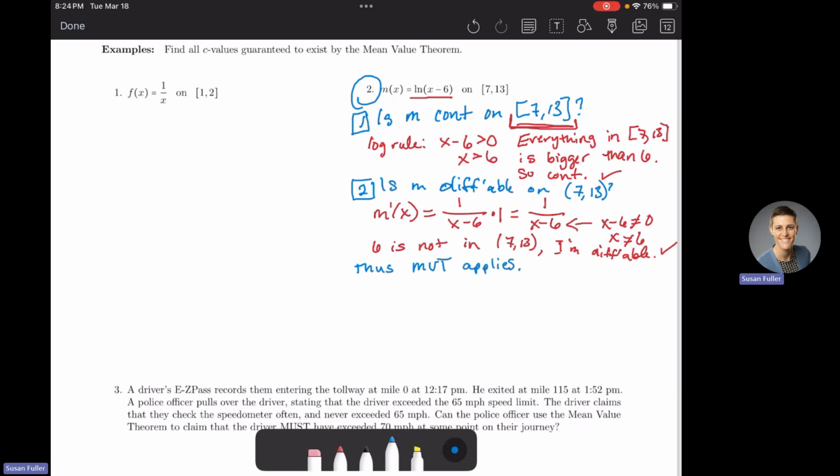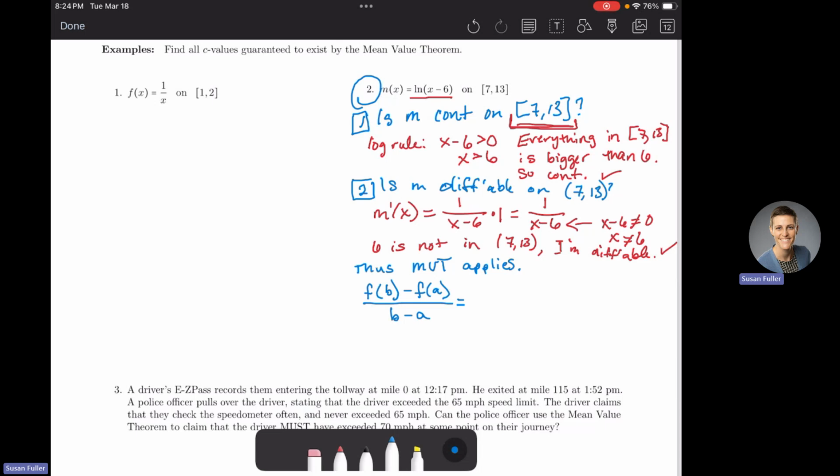Okay, and so now that the mean value theorem applies, it guarantees us at least one solution where the derivative at a single point is the same as the average rate of change between my endpoints. So we first have to find the slope of this secant line, the average rate of change between our endpoints, and then we are going to figure out where the instantaneous rate of change is the same value.